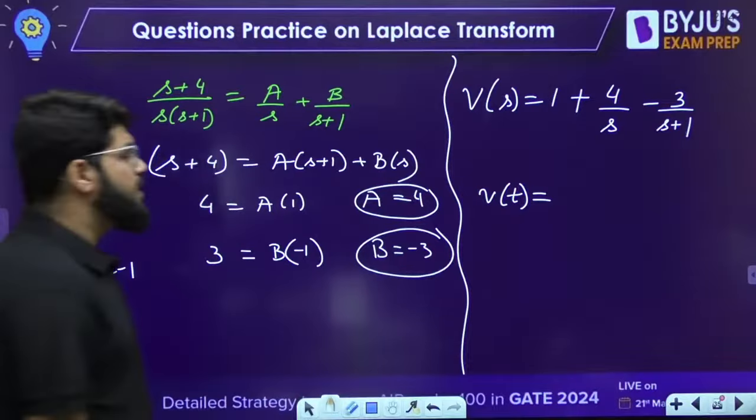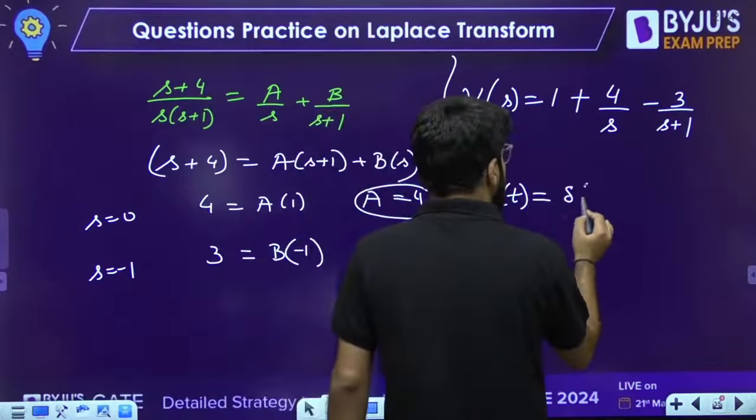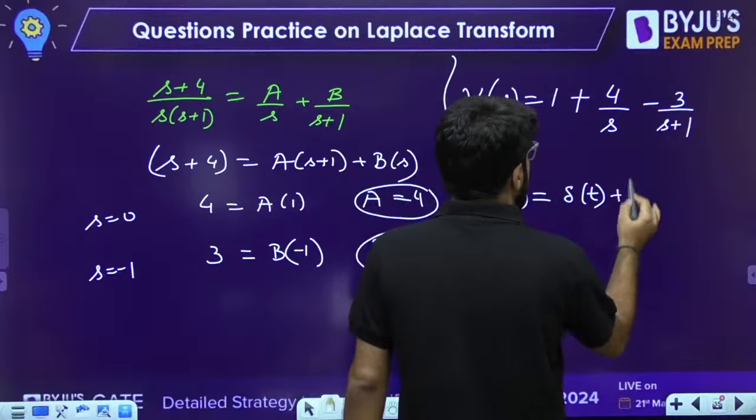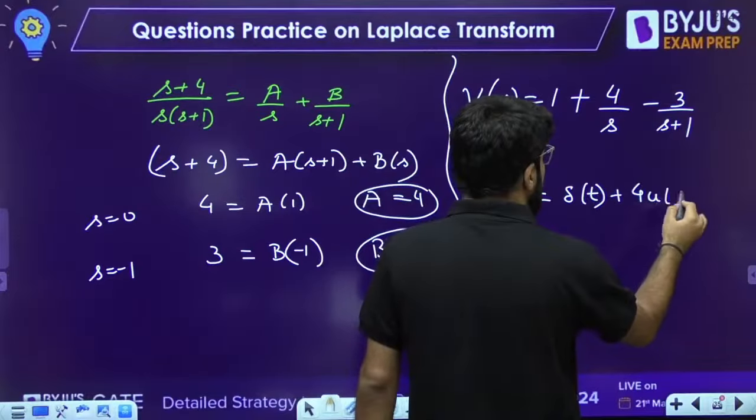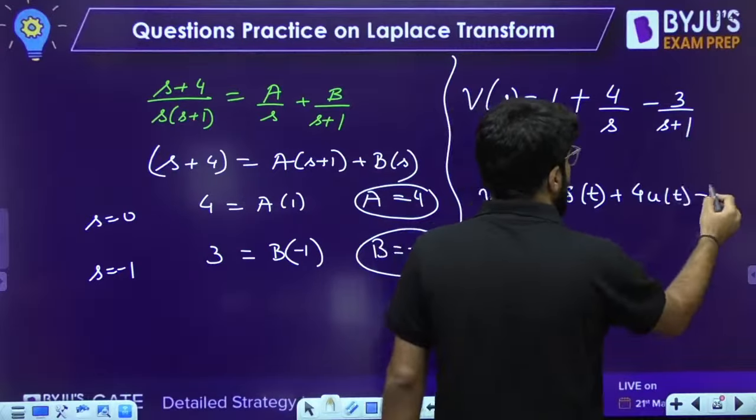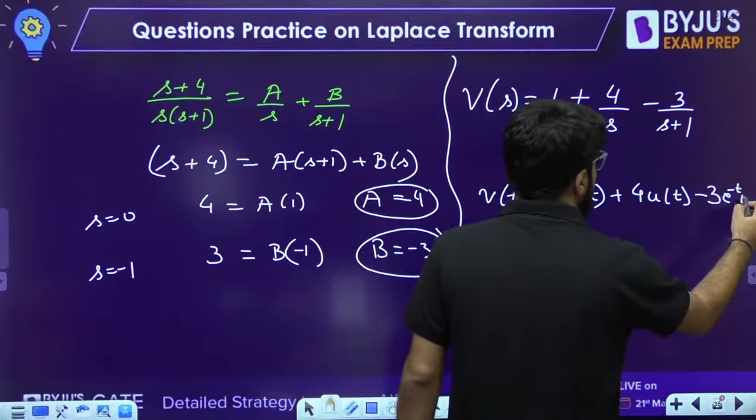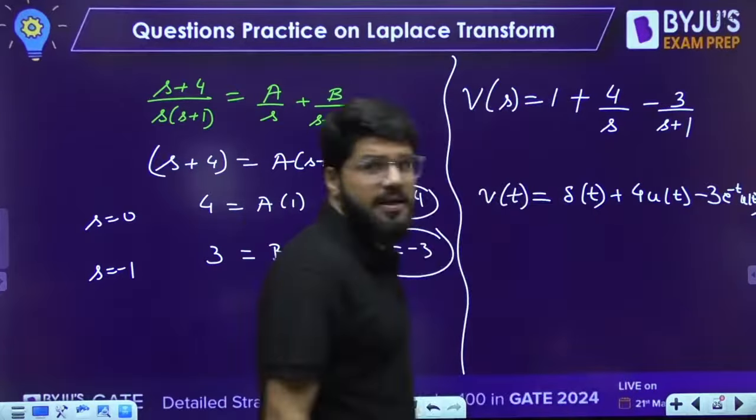What is the value of v(t)? So whose Laplace transform is 1? Delta t, the unit impulse. Whose Laplace transform is 1 by s? u(t). Whose Laplace transform is 1 upon s plus a? e power minus at u(t).